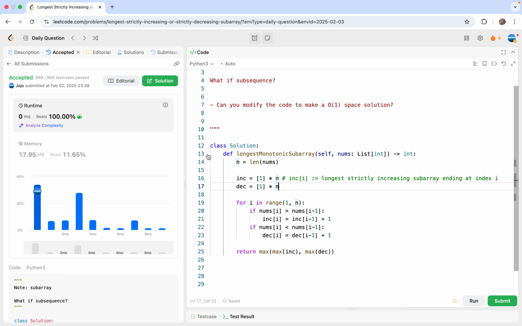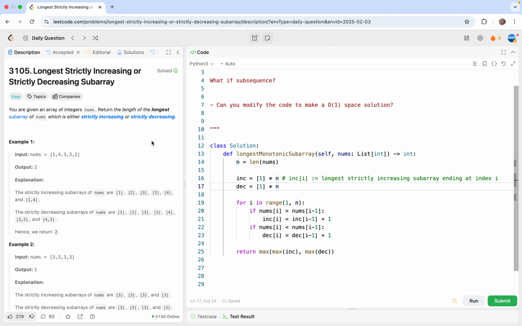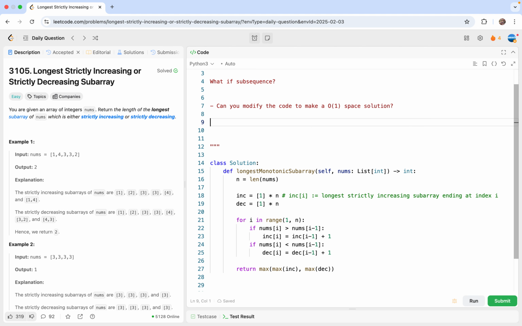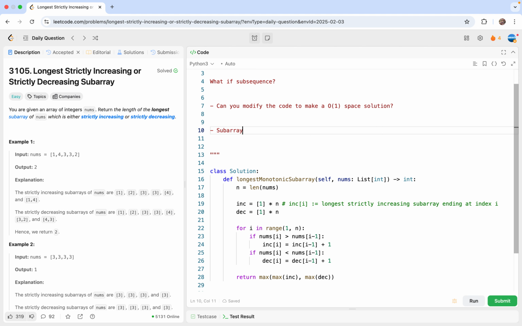Another comment is that in this problem, we are talking about subarrays. So what about subsequence? If we change subarray to subsequence, in other words, a subsequence is not necessarily contiguous for elements from the original array, can you solve the same problem using a sub O(n squared) time complexity solution?